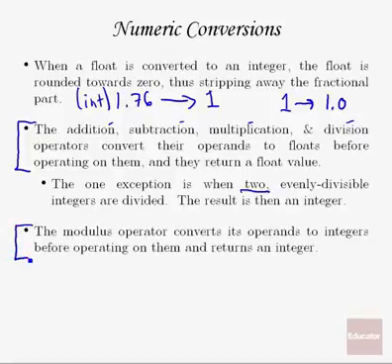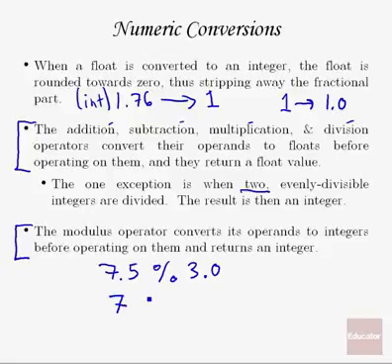The other thing to note as far as automatic arithmetic conversions go is the modulus operator. The modulus operator converts both of its operands to integers before it performs its operation. So if you had something like 7.5 mod 3.0, PHP would convert them both to integers, and we know when you convert a float to an integer, it strips off the fractional part, so it becomes 7 mod 3, which is equal to 1.